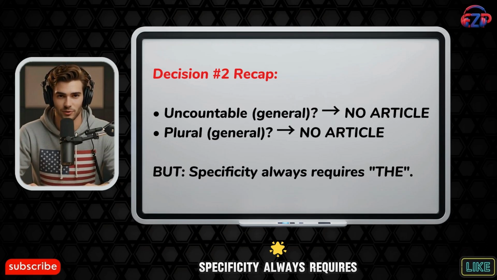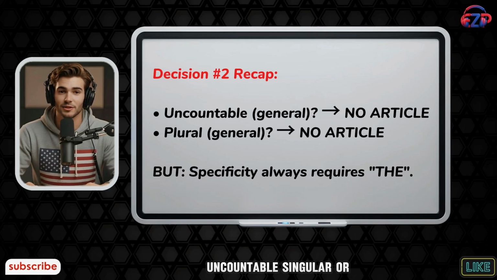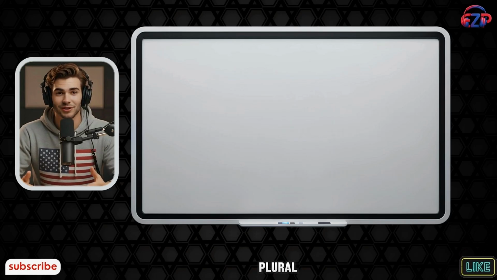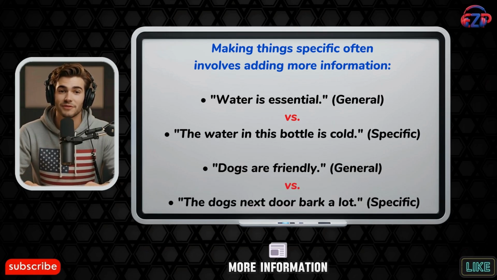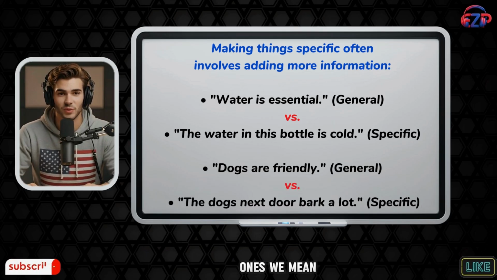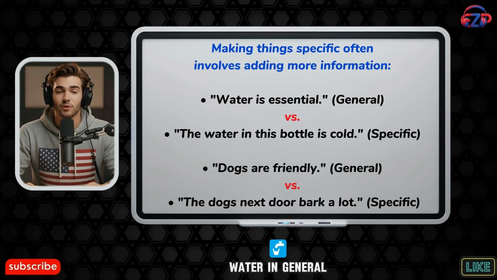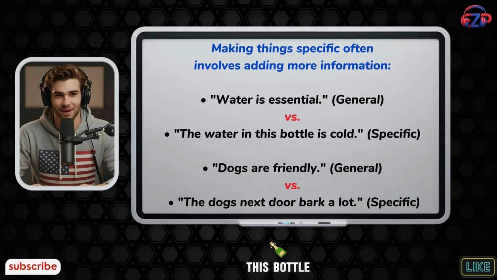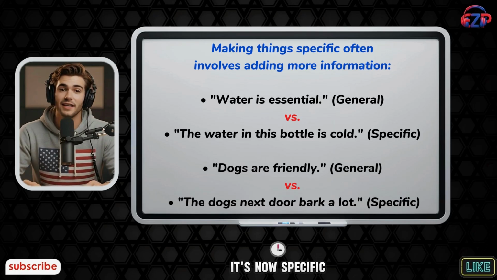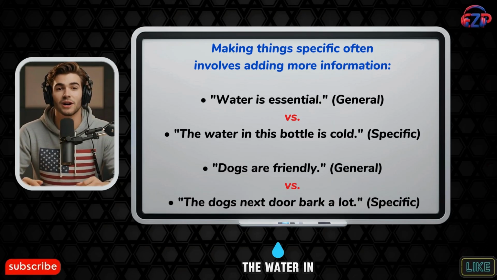Specificity always requires the, regardless of whether the noun is countable, uncountable, singular, or plural. How do we make something specific? Usually by adding more information that identifies which ones we mean. Look at our earlier examples. We said water is essential. Water in general, no article. But what if I'm talking about the water in this bottle? It's now specific. So I say, the water in this bottle is cold.